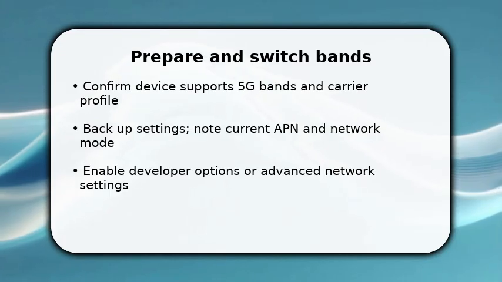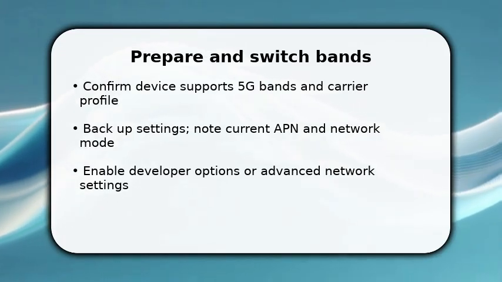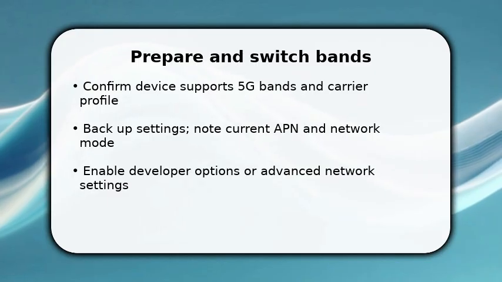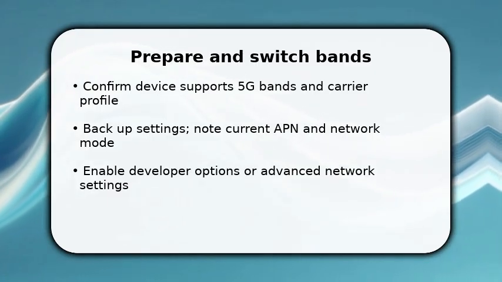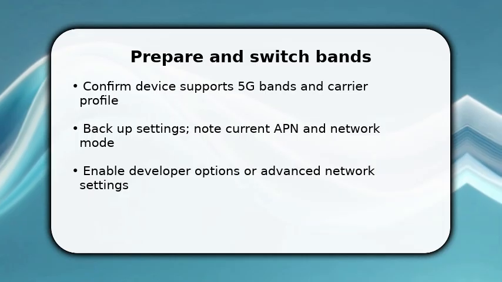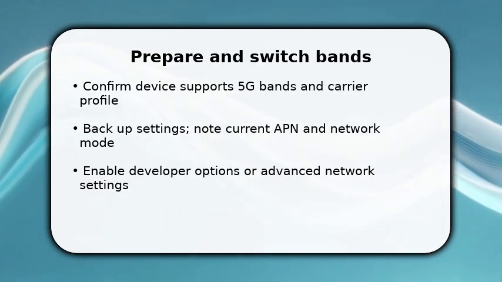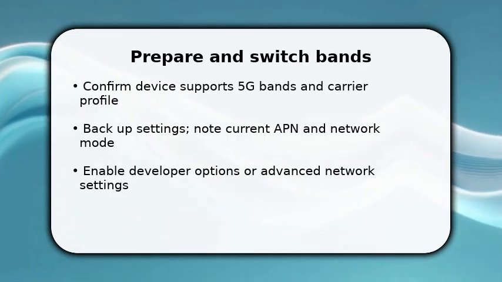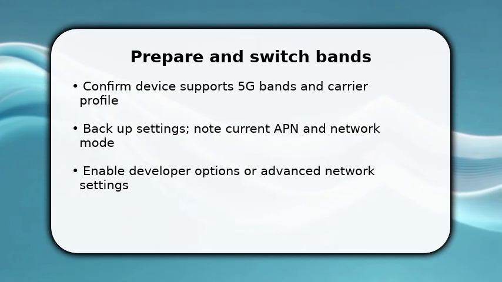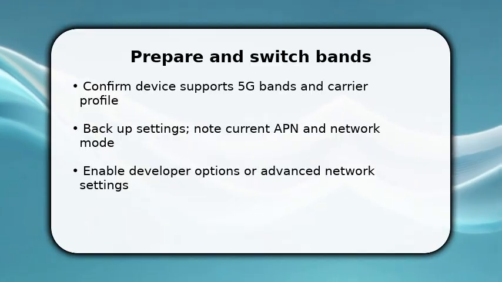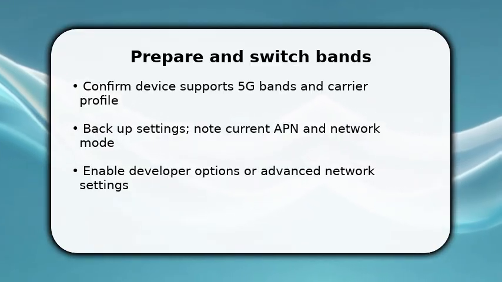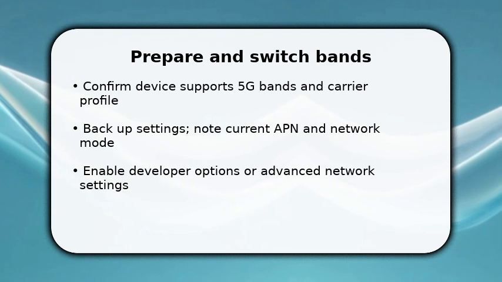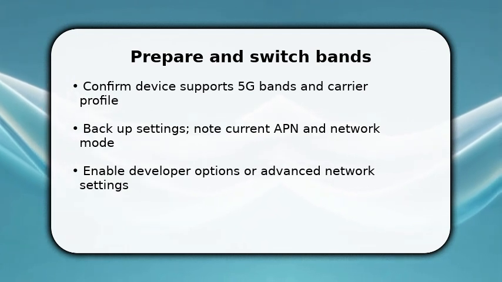Enjoy the video. You start by confirming the device supports the carrier's 5G bands and has the latest firmware. This matters because unsupported bands won't connect even if signal shows. Next, back up APN and network mode settings so you can revert. Once done, enable developer options or advanced network menus to reveal band selection and preferred network types. You will now be ready to select NR bands or switch between NSA and SA modes. These initial steps shorten trial and error later.